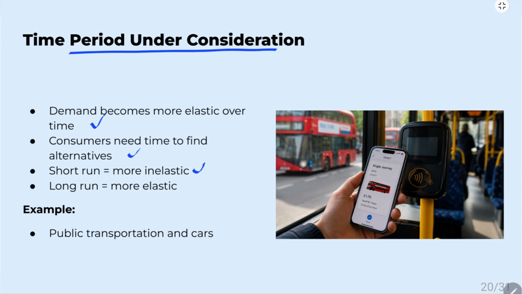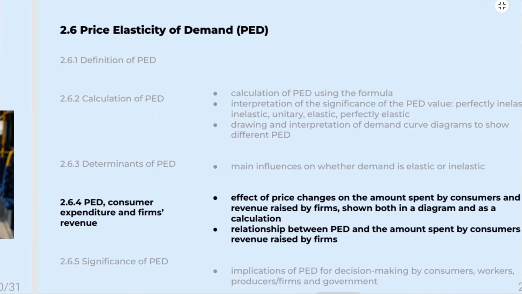However, in the long run, demand becomes more elastic because consumers have more time to find alternatives. Some people may buy cars, motorcycles, bicycles, or move closer to work. This means consumers become more responsive to price changes over time.